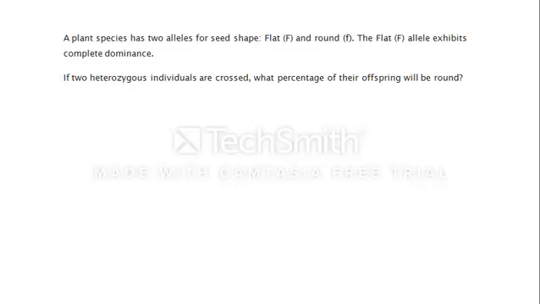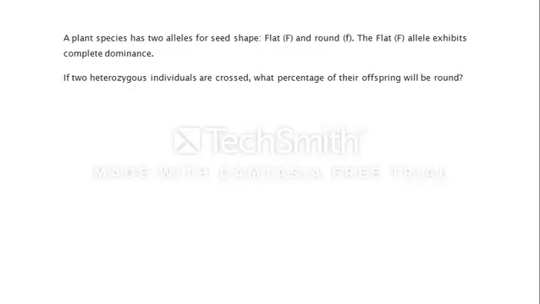So it says, a plant species has two alleles for seed shape, flat and round. The flat F allele exhibits complete dominance. So this is important information. First of all, it says there are only two alleles, so only two possibilities. This is good because it's very simple. Then it says the capital F allele is completely dominant over the small f allele. So we can assume that as long as a capital F is there, these seeds will exhibit the flat phenotype.